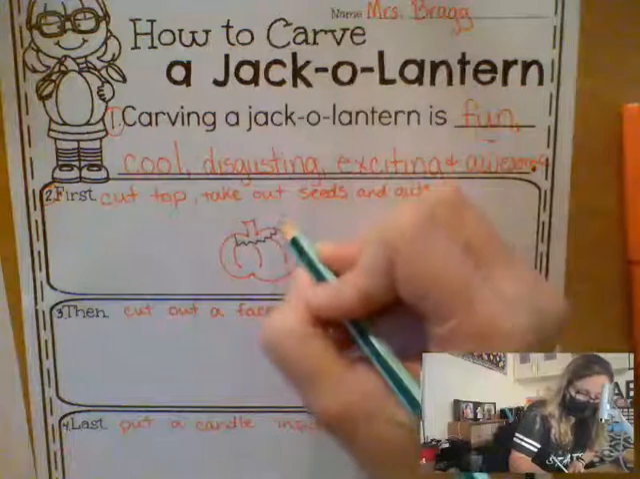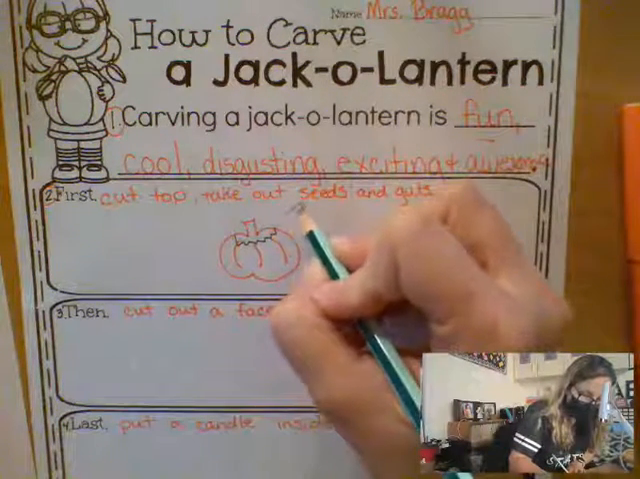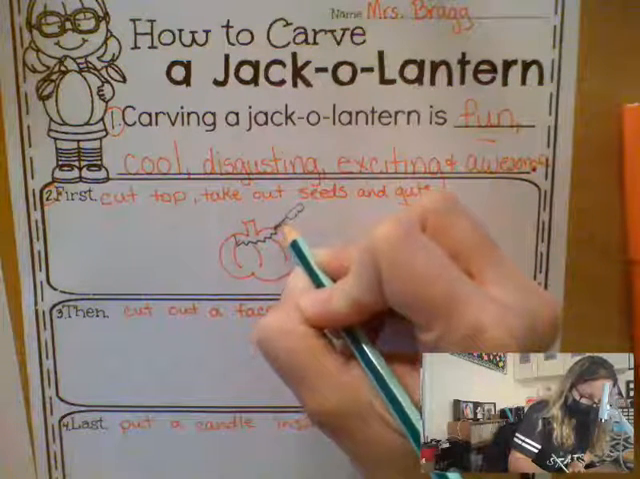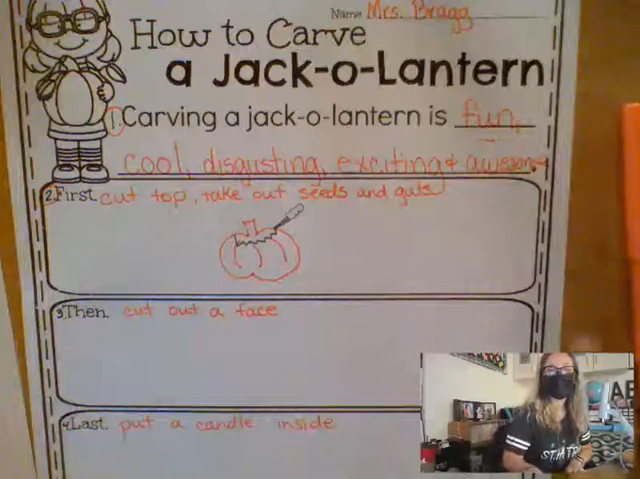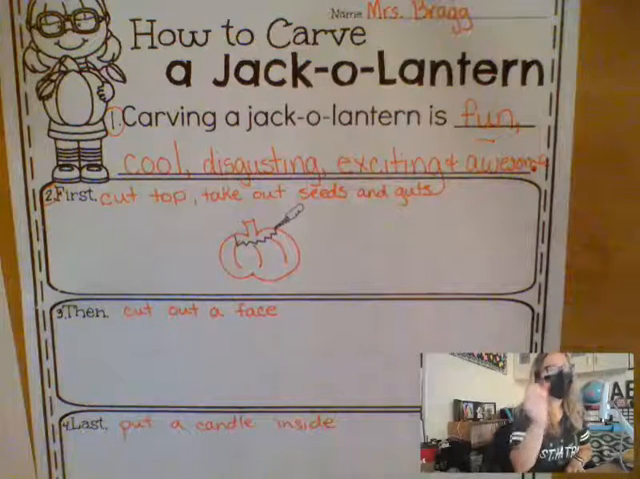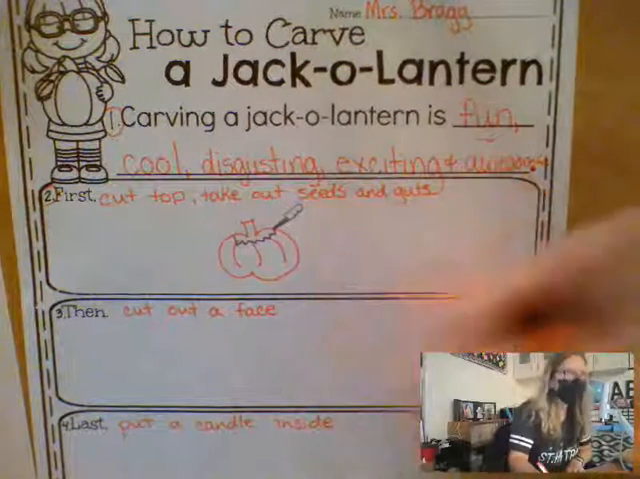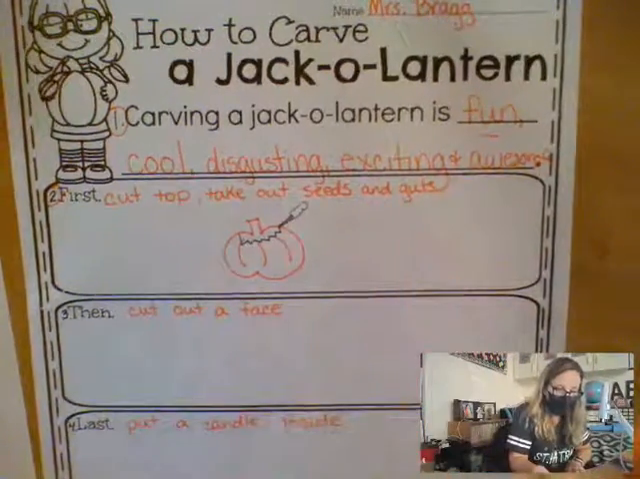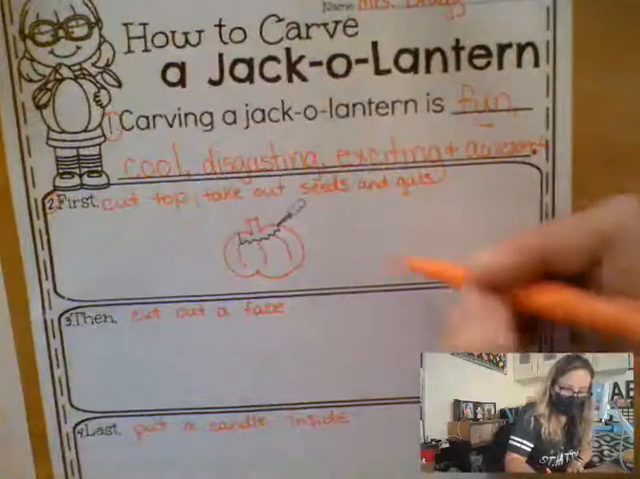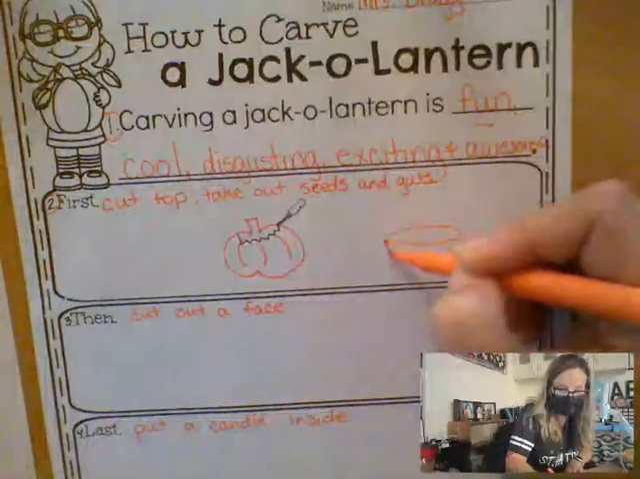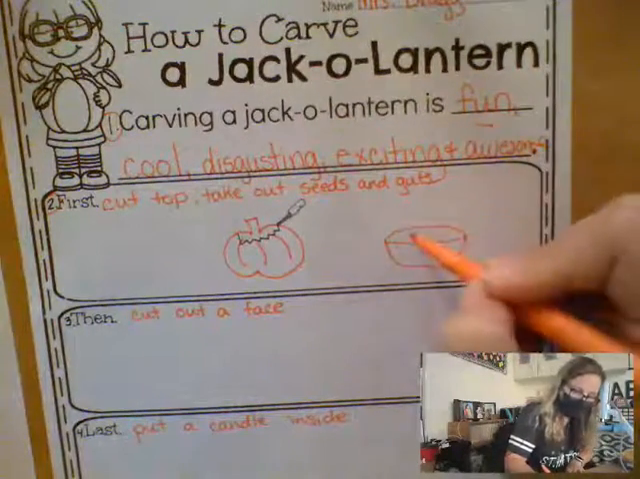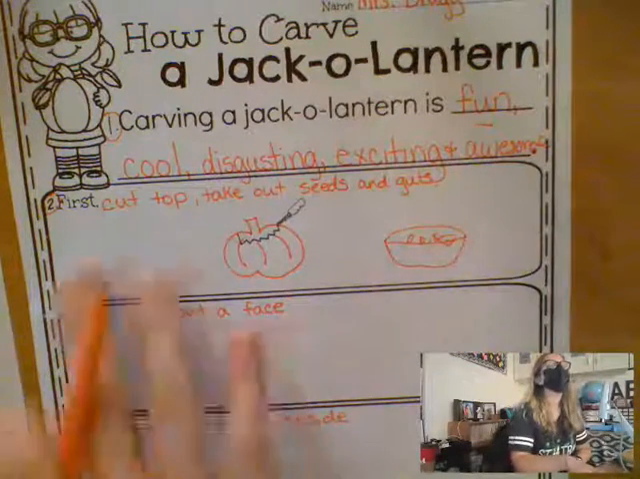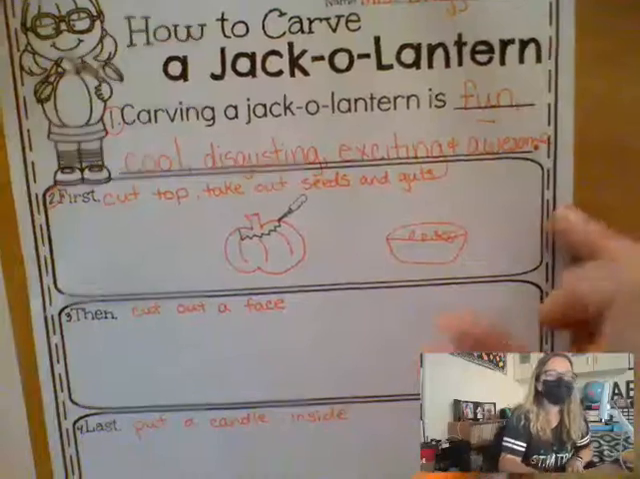Okay, here's my carving knife. Kind of looks like this. Right? Good. So I need to add more detail to my picture, right? So here I'm cutting the top and then I need to take out the guts and seeds. So maybe I have a bowl over here that I'll put all the seeds and the guts in. Blech, pumpkin guts, okay? Your pictures will be much more detailed.